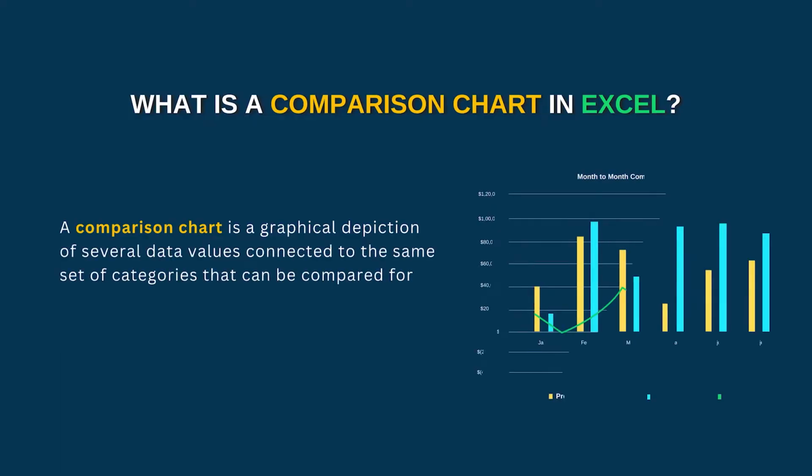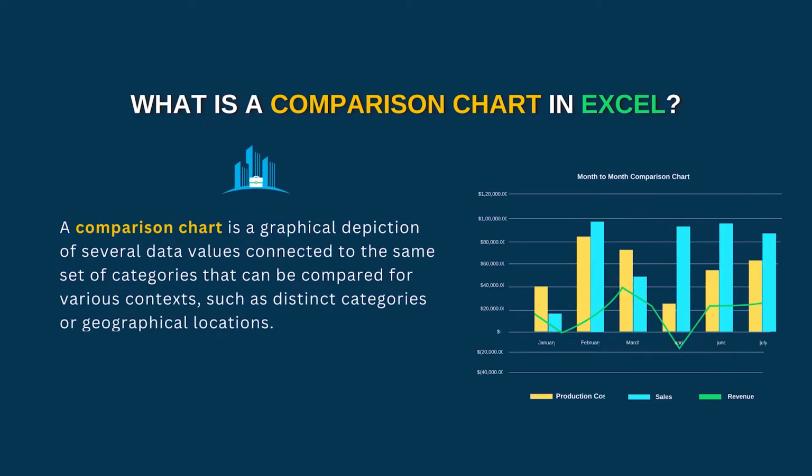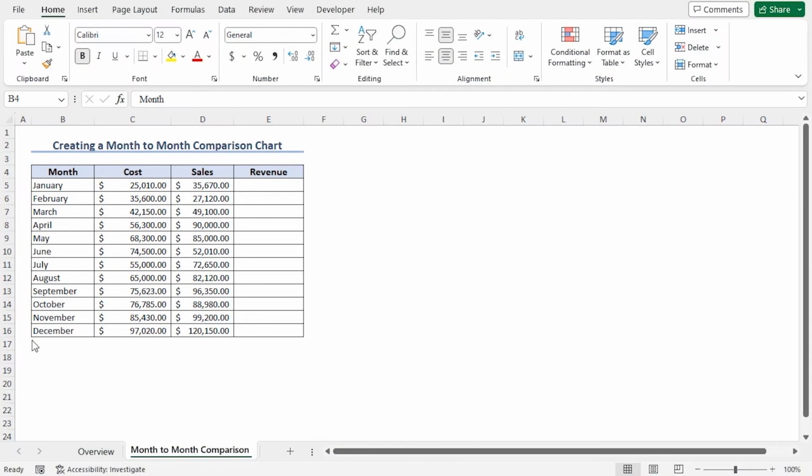Let's briefly understand a comparison chart. A comparison chart is a representation of business parameters within a set period of time. Here's an example of a business dataset. This includes a month, cost, and sales data. I'll calculate the revenue and create a month-to-month comparison chart using this dataset.